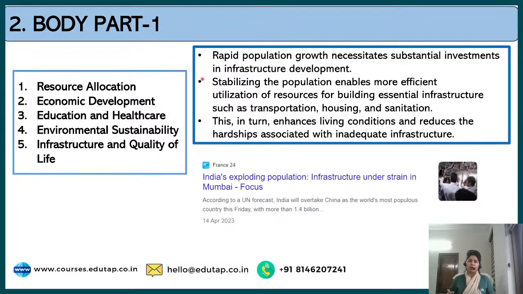Create awareness amongst whom? Amongst families, amongst couples, regarding population control or birth control measures, contraceptive measures, so that people don't require to have multiple children. The life expectancy of our country is improving, and multiple children are not required as they were before, when India was predominantly dependent on agriculture. So creating awareness is very important.